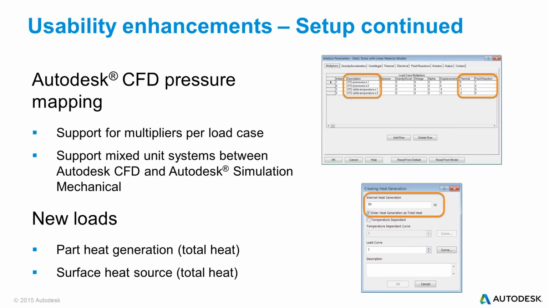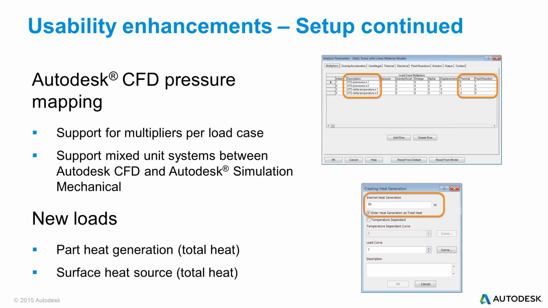We also added two new loads to simulation mechanical's heat transfer analyses. So let's say that you're adding a heat generation to a given part. Previously, you had to specify that heat generation on a per unit volume basis. And now you can define that as a per unit volume basis or as a total load. So in the past you had to do, for example, watts per meter cube, and now you have the option of doing just watts as an input.